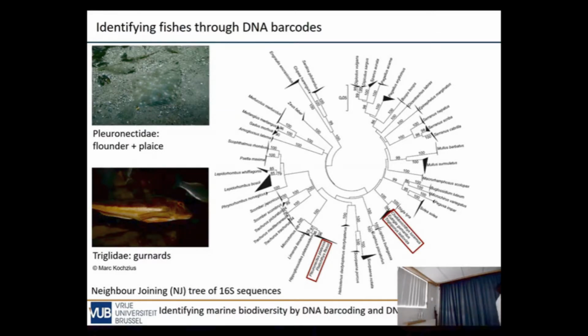So first of all, we want to check these three different marker genes from the mitochondrial genome, how well suited they are for species identification. First of all, here the 16S neighbor joining tree. So we made a very simple neighbor joining tree. And here you can see the different fish species.